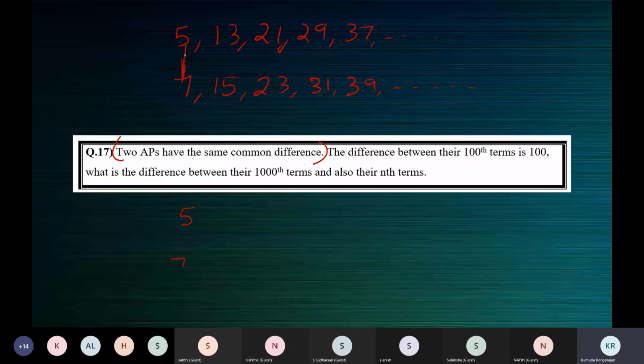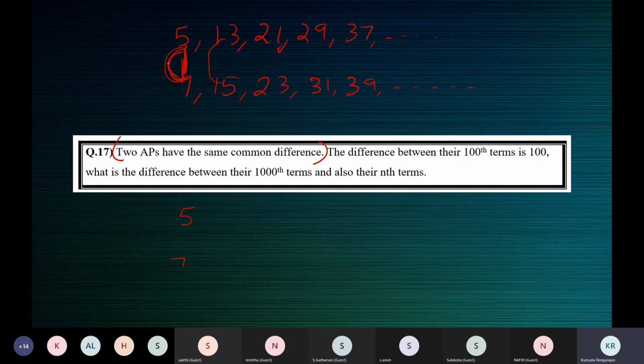You might be wondering, are you asking 5 minus 7 or 7 minus 5? No, we're not talking about common difference, just the difference. So 2 is the difference. The difference between their first terms is 2, their second terms is 2. Don't worry about 2 or minus 2. You can say minus 2 also, that's fine. We're just trying to understand that the difference is a constant.